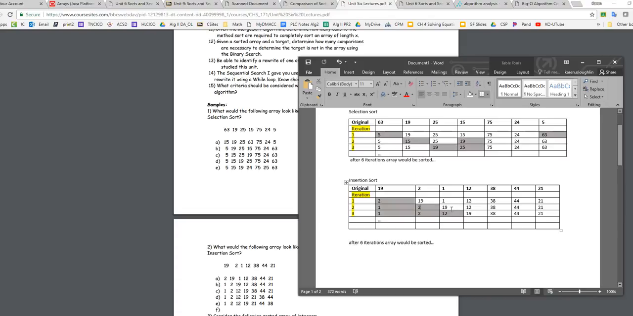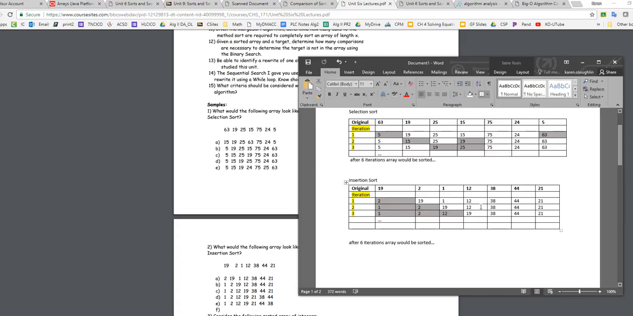And then it looks at the number 12, and 12 goes all the way back and starts comparing itself to 1. Is 12 less than 1? Nope. Is 12 less than 2? Nope. Is 12 less than 19? Yes.